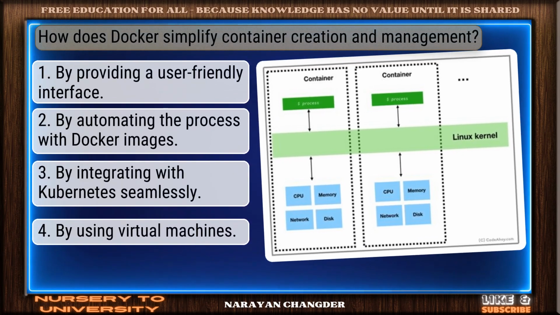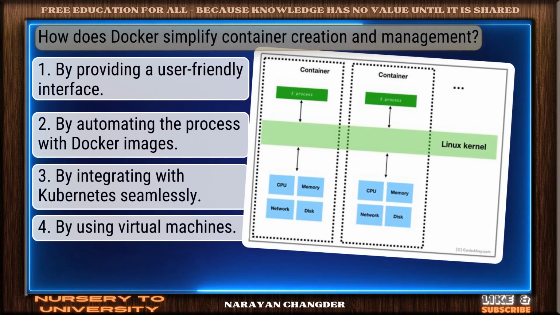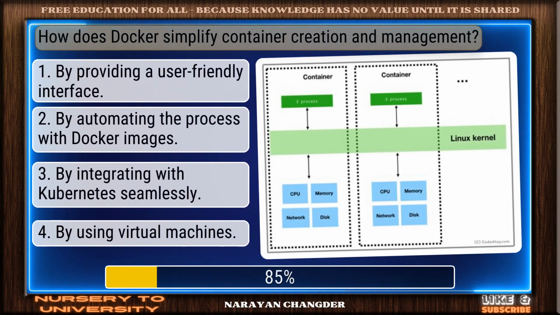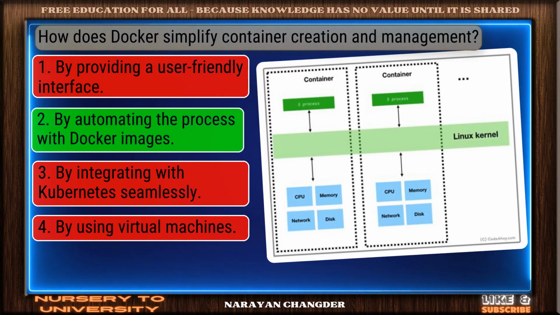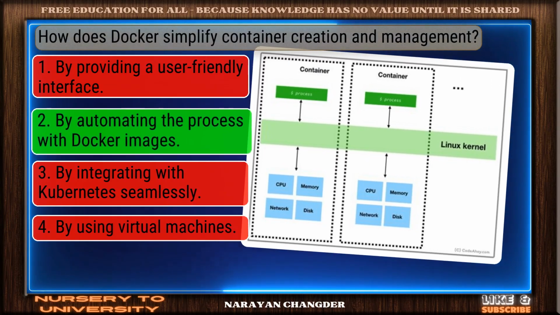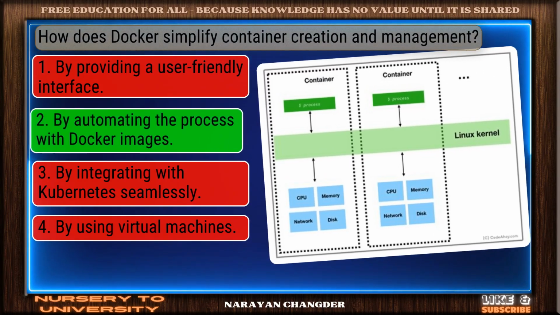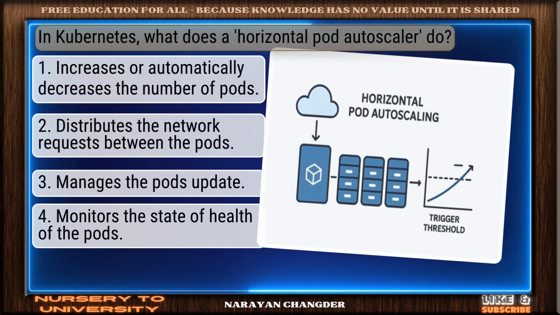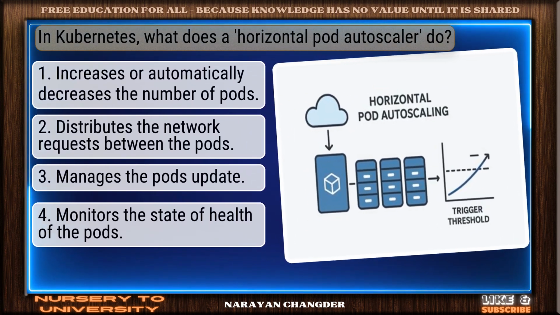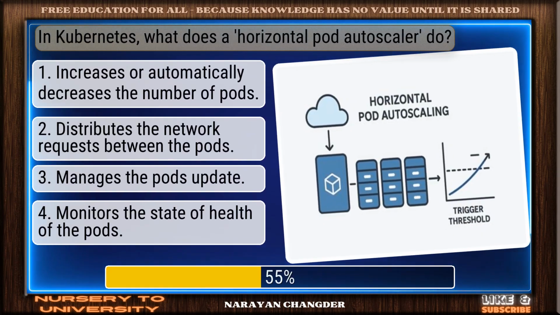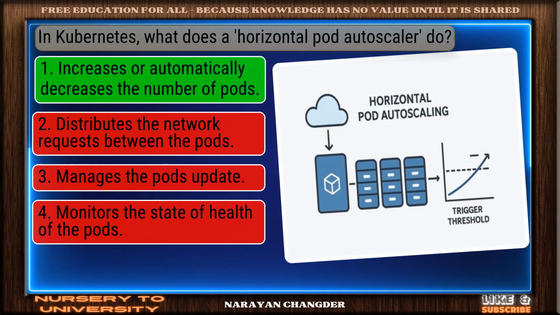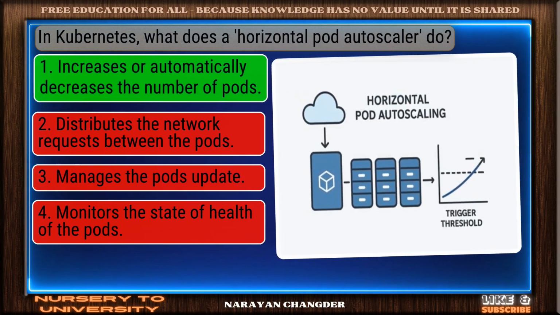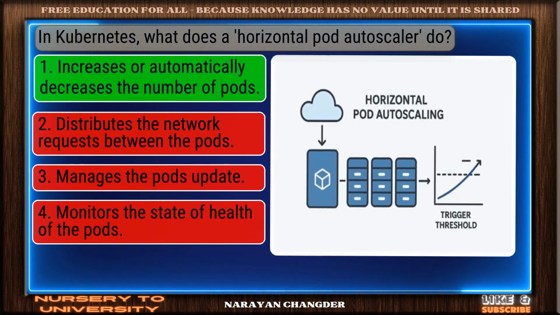Question number 19. How does Docker simplify container creation and management? Sharp thinking. By automating the process with Docker images is the right choice. Question number 20. In Kubernetes, what does a horizontal pod autoscaler do? Strong choice. Increases or automatically decreases the number of pods is the right answer.